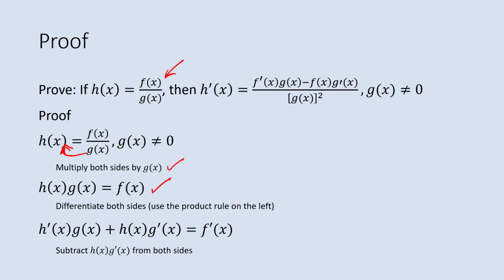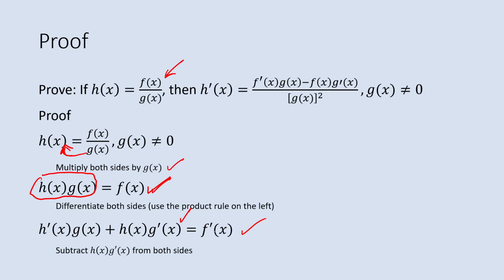Now, what we're going to do next is differentiate both sides. And fortunately, we've already proven the product rule. So we know the derivative of this product. It's just h prime of x g of x plus h of x g prime of x right here. And then when we differentiate the right-hand side, we simply get f prime of x. So we're up to here so far.